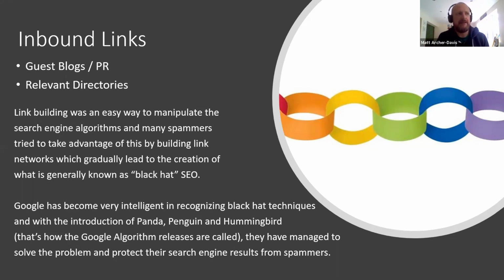It's got a bit smarter now in recognizing what we call black hat techniques. So it introduced 3 massive updates. One was called Panda, one was called Penguin, and one was called Hummingbird. I always get them mixed up, Panda and Penguin, but one was about content and whether the content was relevant, and one was about backlinks.